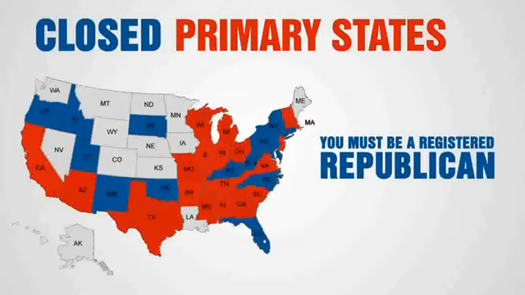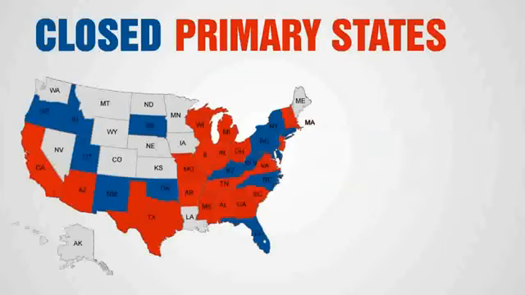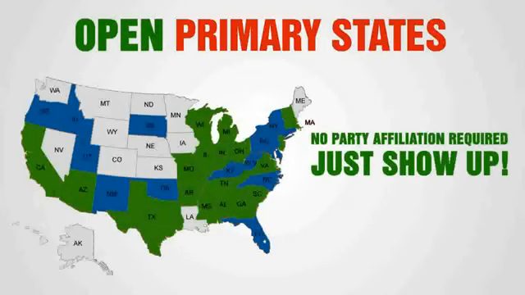In states with closed primaries, you will need to be registered as a Republican in order to vote for Ron Paul in the Republican primary. The deadlines to change your party affiliation to Republican differ from state to state, but some of these deadlines are many months before the primary. So if you live in one of these states, your most immediate concern should be changing your party affiliation to Republican. Deadline dates can be found at bluerepublican.org. If you live in one of these other primary states, you do not have to worry about party affiliation, as these are either open or blanket primaries. In other words, just show up.